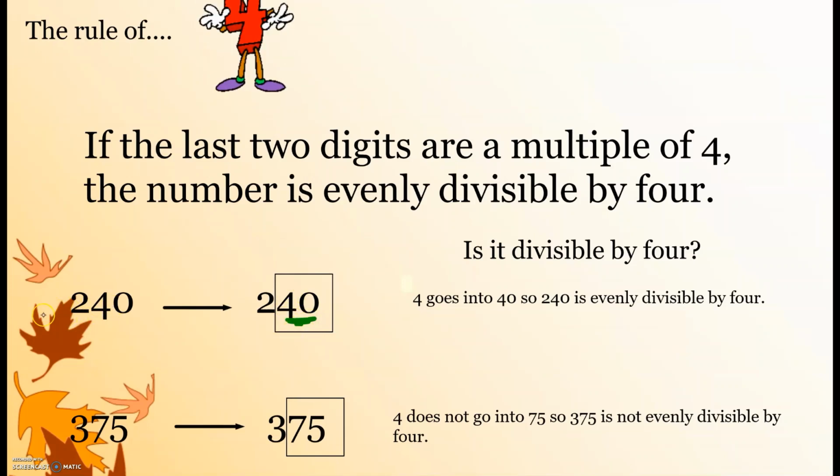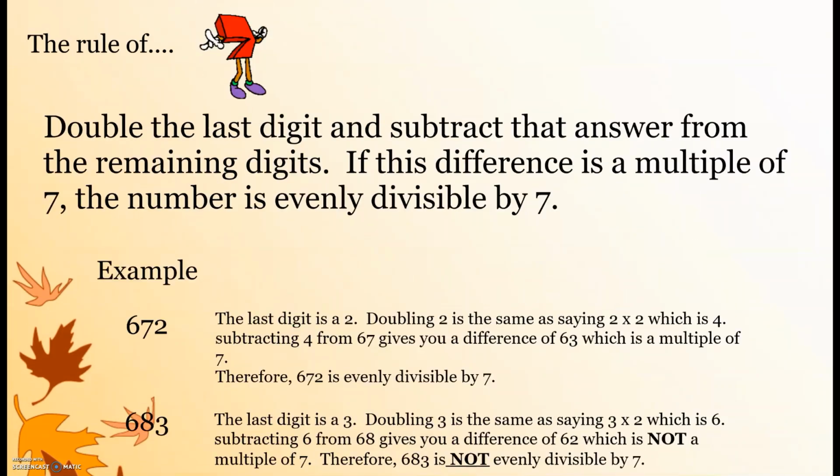So that means 240 is also divisible by 4. So I'm just checking for the last 2 digits. So if I was given a number all the way to the thousands, hundred thousands, all I have to do is check my last 2 digits and check if it's divisible by 4. So here's an example of how it will not work. 375, I have no idea if it's divisible by 4, so I'm going to check the last 2 digits. 4 does not go into 75 evenly. If I need to go off on the side of my page and divide, that's a-okay. And unfortunately, that means 375 is not divisible by 4.